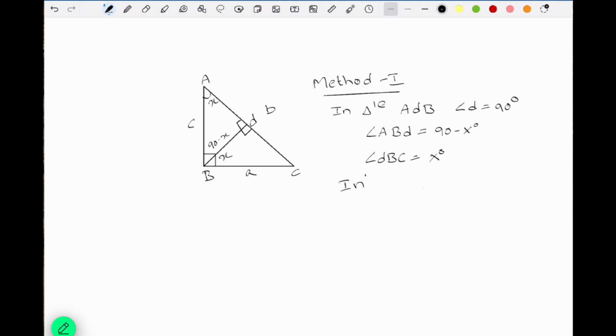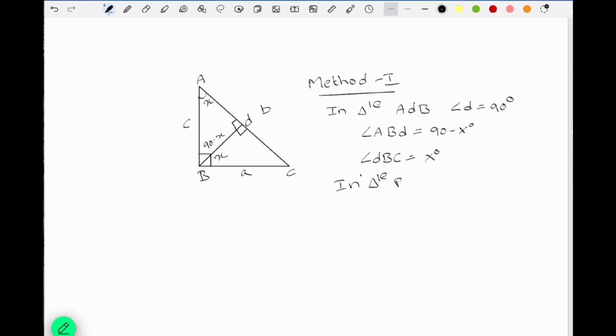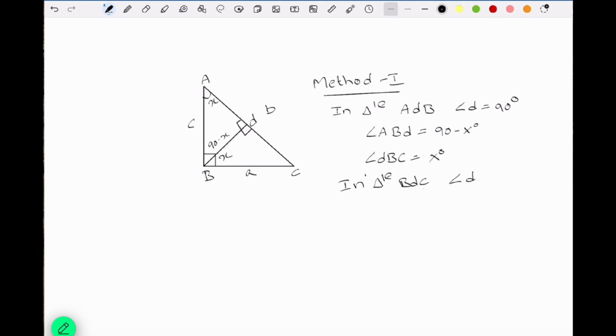If you observe carefully again, in triangle BDC, angle D is equal to 90 degrees, and the reason is the same, as BD is the altitude of the triangle ABC. As angle D is equal to 90 degrees and angle DBC is equal to x degrees, angle at C should be equal to 90 minus x. I am writing this from the concept that the sum of angles in a triangle is equal to 180 degrees.